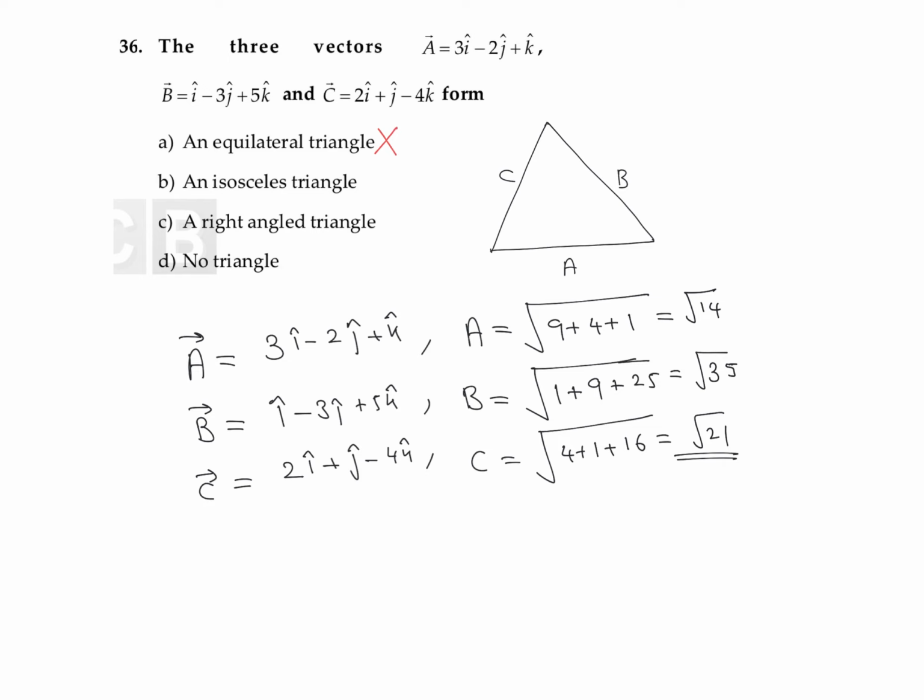Second one is an isosceles triangle. For an isosceles triangle, at least two sides should have the same magnitude. Over here, A, B and C have different magnitudes, so this is also wrong.